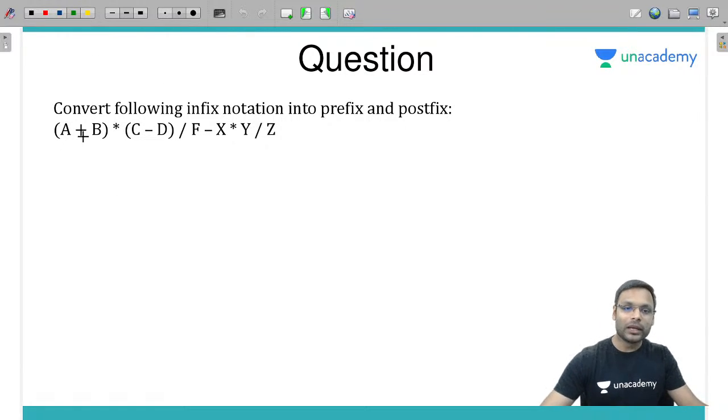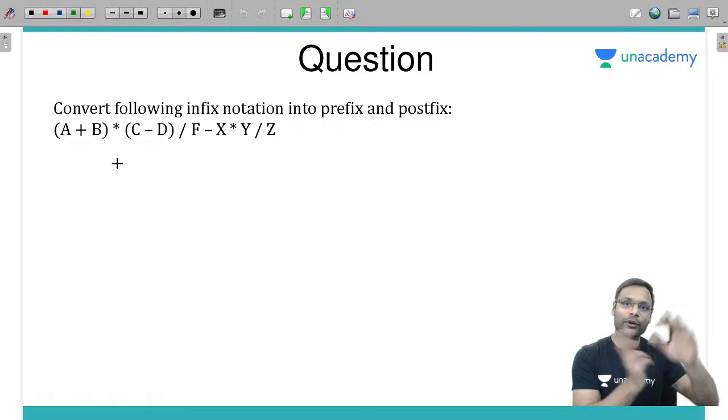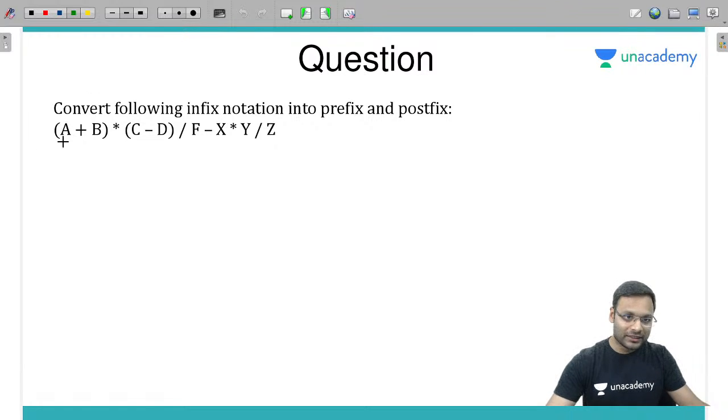See, if you want to convert any infix notation into prefix or postfix, first of all you need to consider the highest precedence operator. So the highest precedence operator here is the parenthesis. We will start from the leftmost one, this A plus B. So convert this A plus B into prefix. How do you write A plus B into prefix? Plus AB. This I have solved, so I have written it underlined, into C minus D.